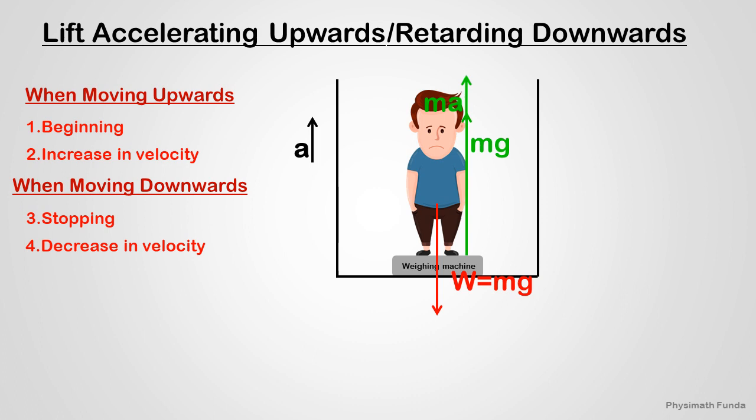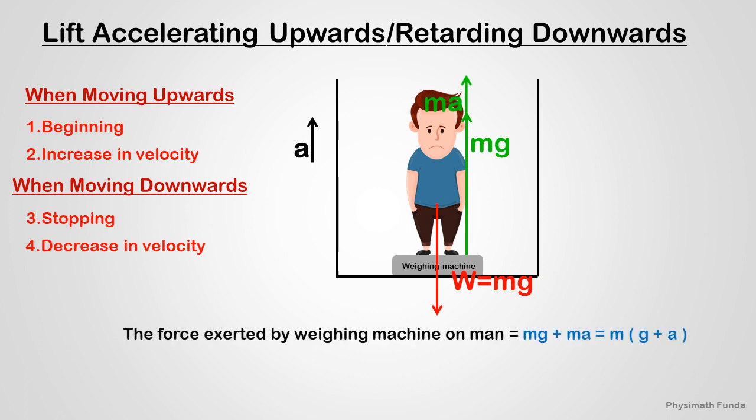This causes the weighing machine to push you also upwards. So the force ma is exerted by the weighing machine on your feet. So the total force exerted by the weighing machine on you is mg, which is the reaction force, plus ma, which is equal to m times (g plus a). So according to Newton's third law, you also exert an equal and opposite reaction, which is equal to m times (g plus a), on the weighing machine.